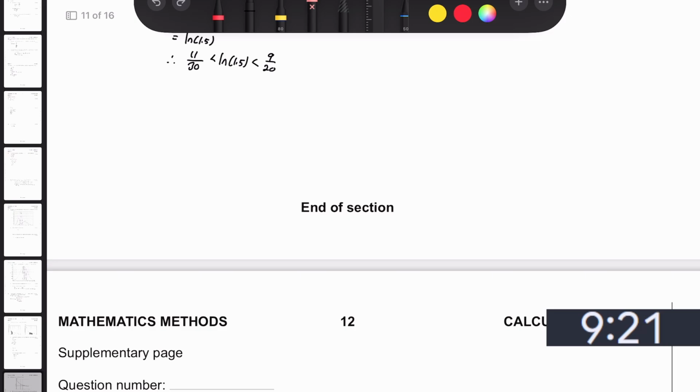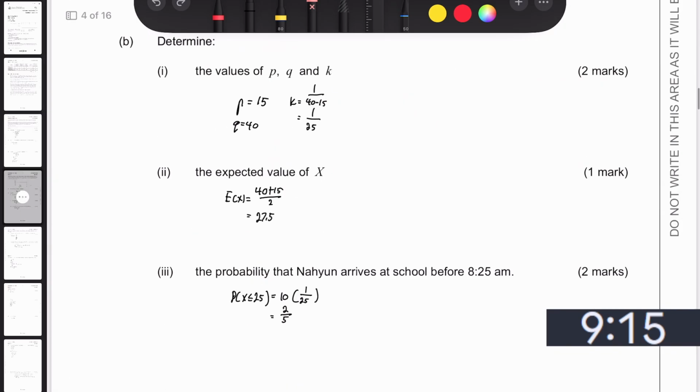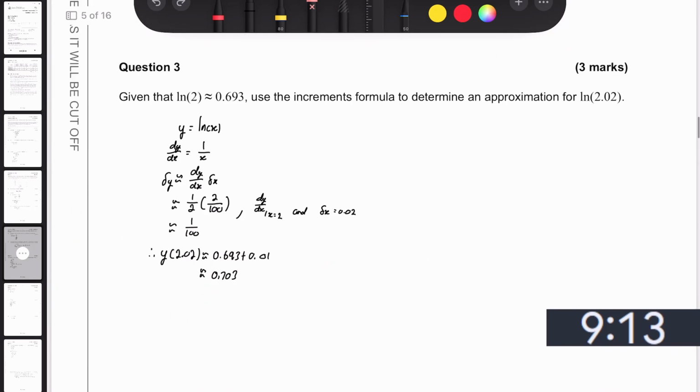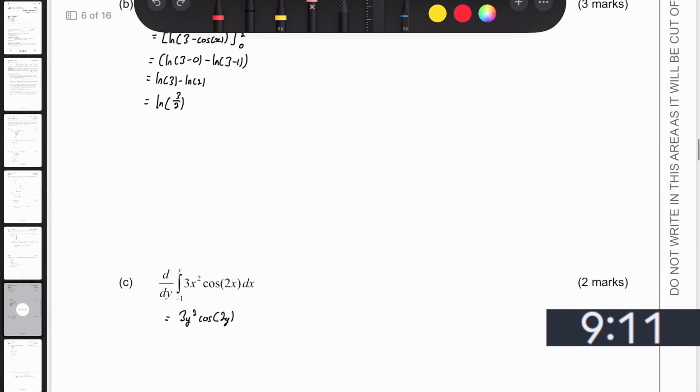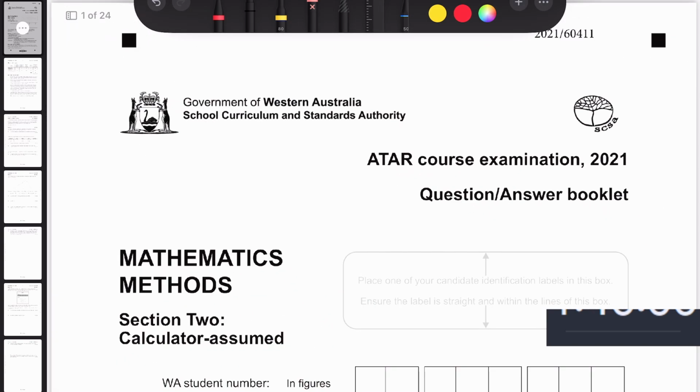Okay. 9 minutes marking. I'm pretty happy with it. We caught some at the start, and then we fixed up one down here as well. So hopefully everything will be good. So yeah, I'll see you guys later. Okay, time to do calculator assumed. We got 1 hour 40 minutes. Might as well just get started.